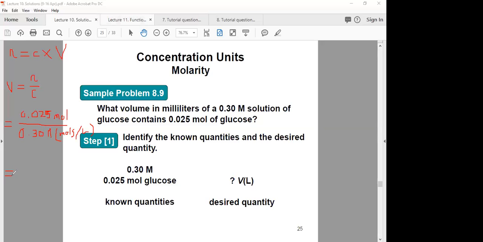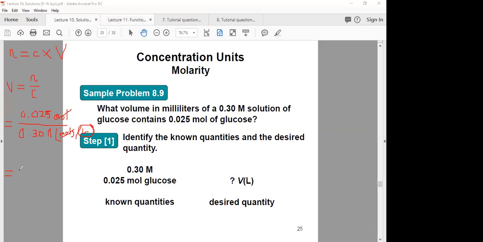Okay, how did we go? Did everyone rearrange to volume equals number of moles divided by concentration? Yes. So which would have given you 0.025 mole divided by 0.3 molar. Now remember to include the units for molarity, moles per litre, which will allow you to cancel mole with mole, and this leaves us with the desired unit of volume, litres.